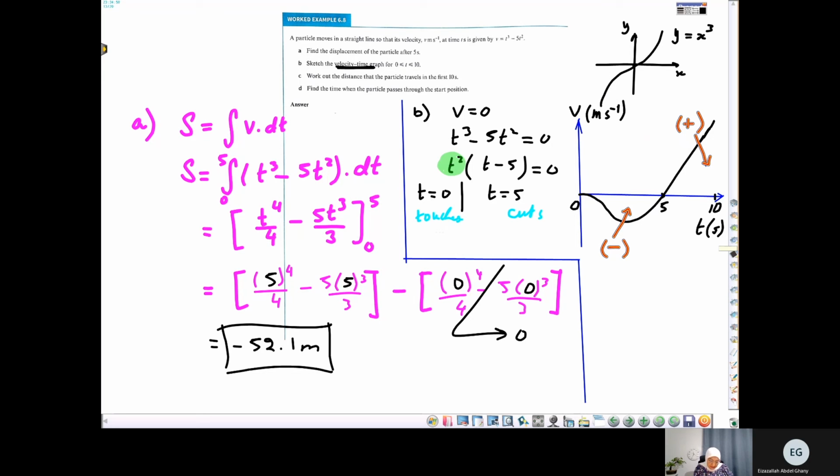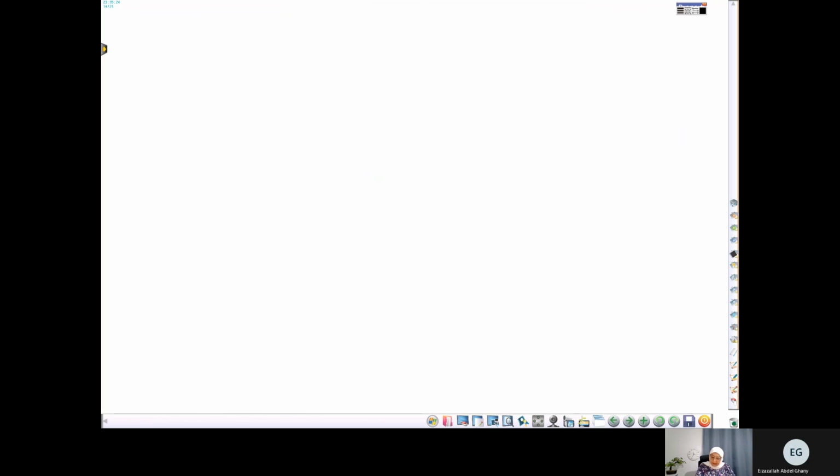Work out the distance the particle travels in the first 10 seconds. This is part C. I'll integrate velocity with respect to time from 0 to 5, and integrate velocity with respect to time from 5 to 10, and I'll add both. I'll have to turn over, and now we'll find part C.